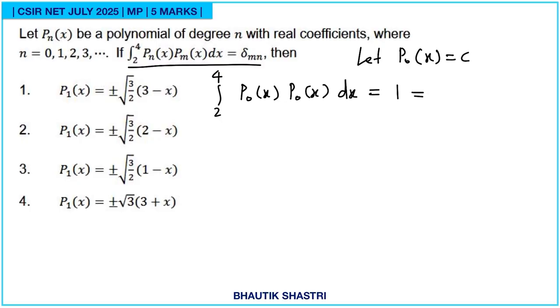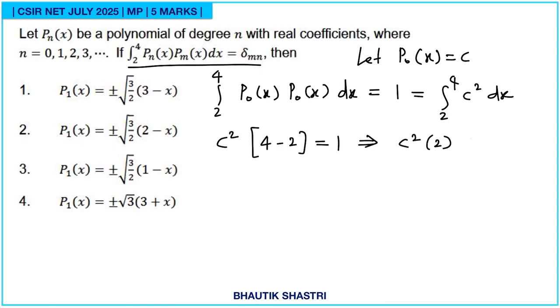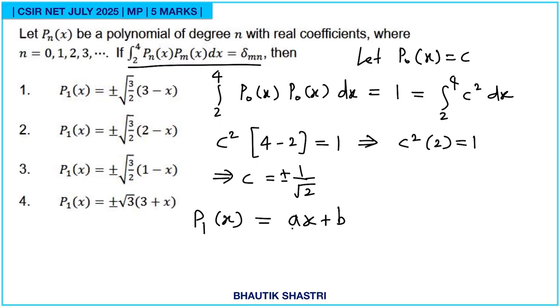Let it be c. That means this is equal to the integral from 2 to 4 of c² dx. So we have c² and 4 minus 2 is equal to 1. That means c² into 2 is 1. That means c is equal to plus or minus 1 by root 2. Now P1(x) is a polynomial of degree 1 which will be orthogonal to P0(x). Let's consider P1(x) to be equal to ax plus b. Now we want to find out a and b, so we'll use two conditions and try to find it.